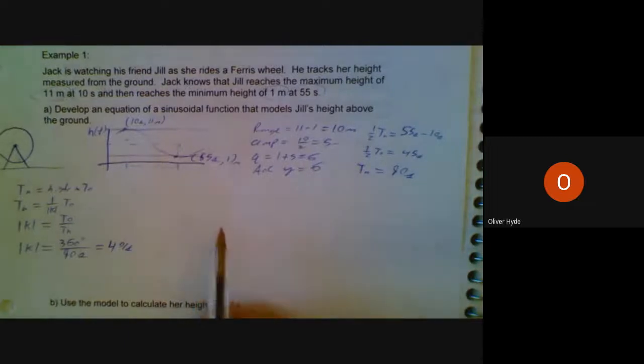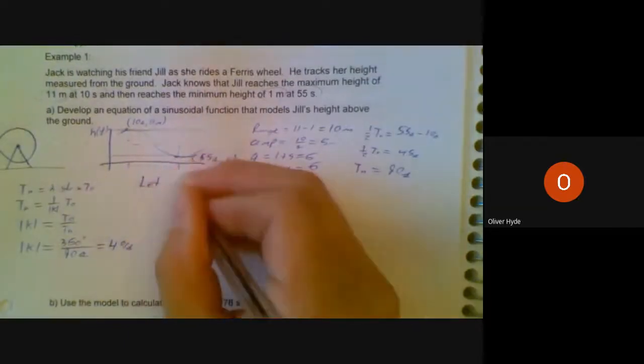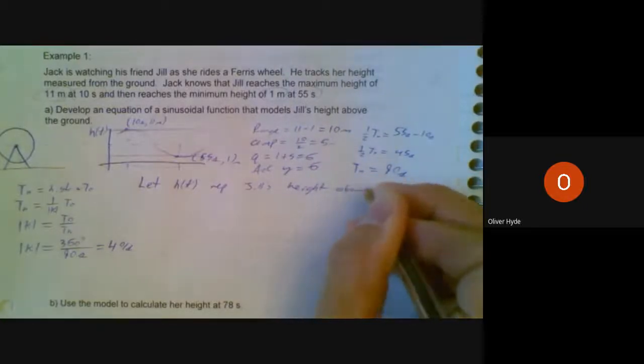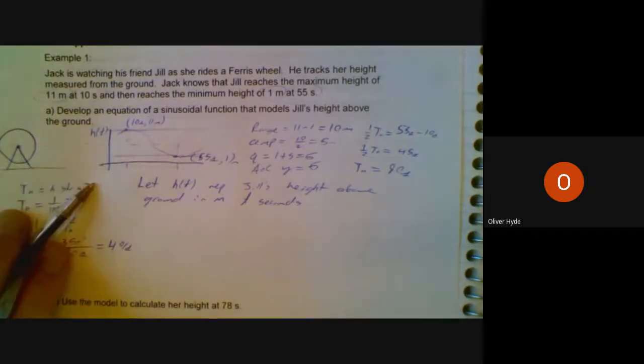Okay, have I already declared my variables? I have not. Let's get that out of the way. Let's let h of t represent Jill's height. Let's give a reference above ground. Is this in kilometers? Nope, in meters. And let's say it's t seconds. It's not t seconds since she got on the ride. It's not t seconds since she was at a maximum or an axis or a minimum. We actually don't know if anything special was happening at t equals 0.